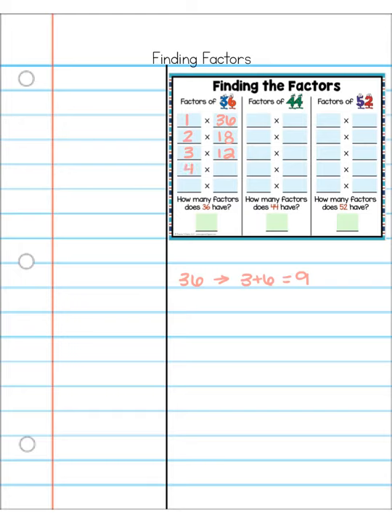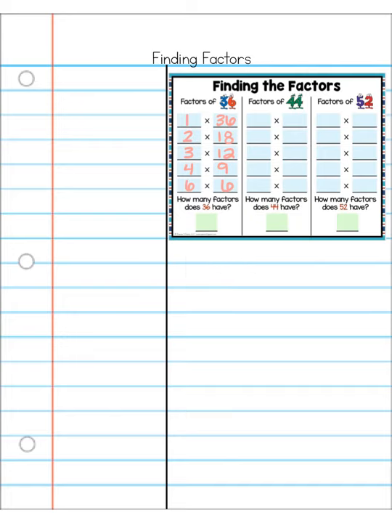Four is also a factor of 36. I would have to multiply 4 by 9. 5 is not a factor of 36 because 36 does not end in 5 or in 0. 6 is a factor of 36. I would have to multiply 6 times 6. And 7 nor 8 are factors of 36. Neither one of those will divide evenly. So these are all the factors of 36.